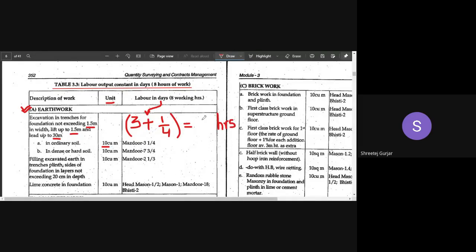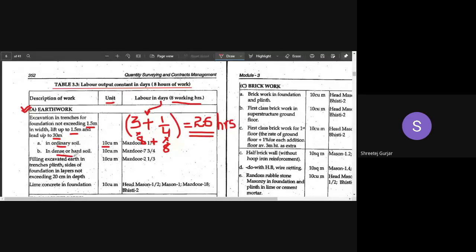So this is given in days, right? Consider 8 working hours per day, and tell me the answer in hours. 26 hours, sir. Correct, 26 hours. So what have you done? You have taken 8 hours, right? So 3 into 8, and this also into 8. You add, and you will get 26 hours. So 26 hours is required for 10 cubic meters of work in ordinary soil.